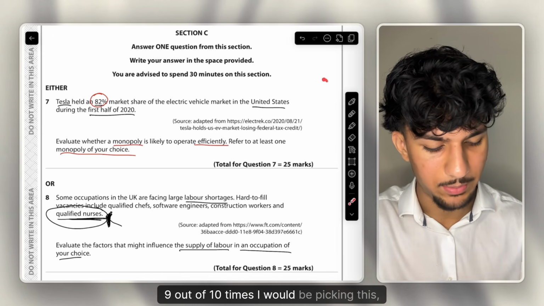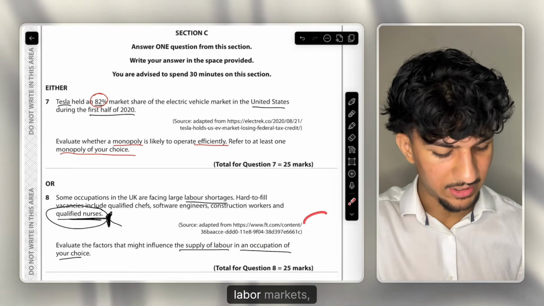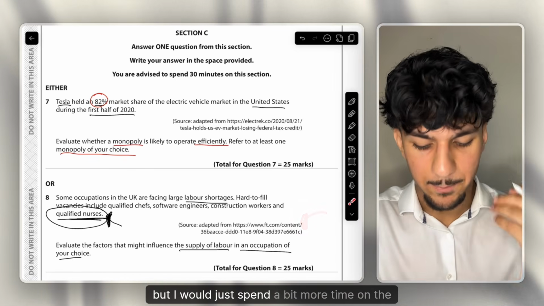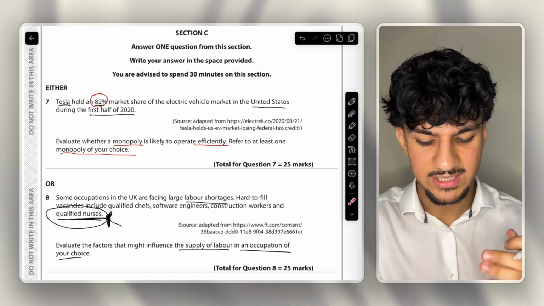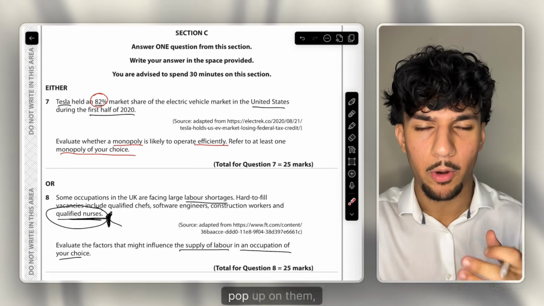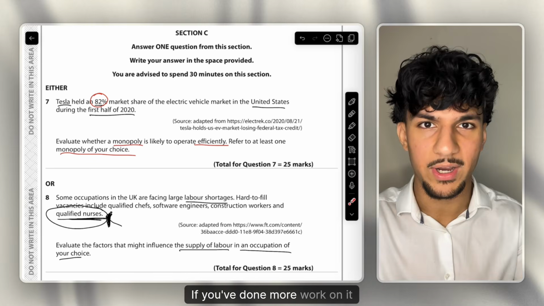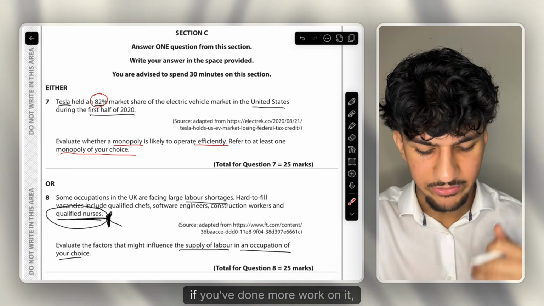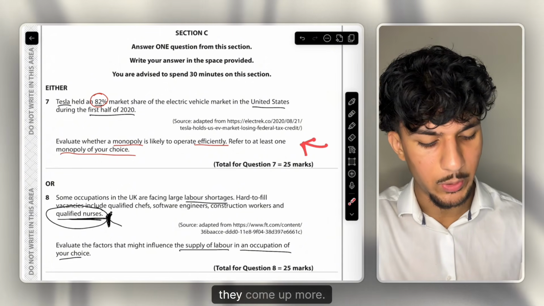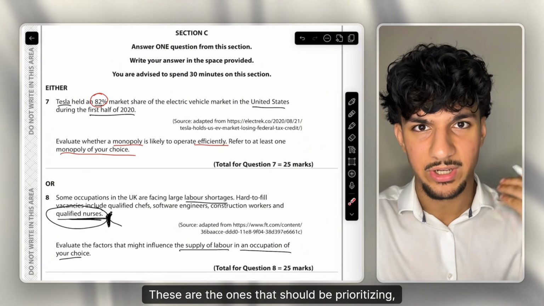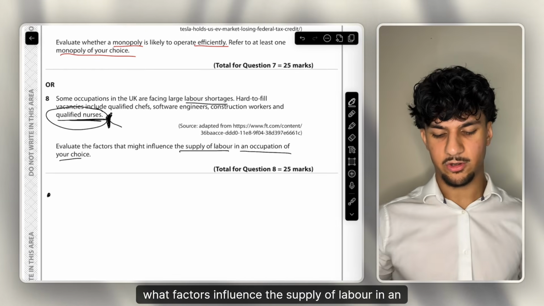9 out of 10 times I would be picking this, but 100%, that does not mean neglect practicing labour markets. I would just spend a bit more time on the monopolies, on the market structures, on the market failures, since if a question does pop up on them, you should be picking them, since if you've done more work on it, you should score better. And since these are the more popular questions, they come up more, these are the ones you should be prioritising, practicing more. What factors influence the supply of labour in an occupation of your choice?